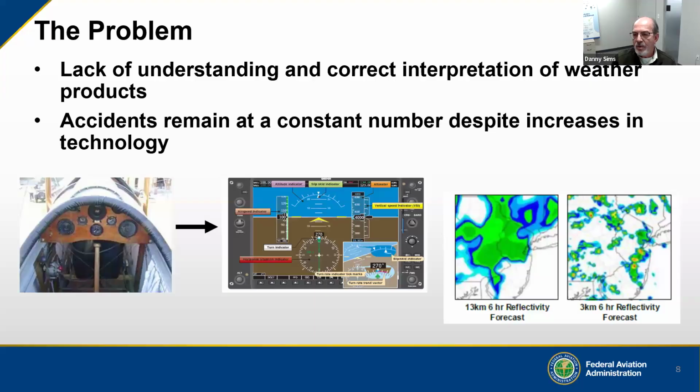On the lower right-hand side, you see an example of a radar-like forecast product using a very coarse resolution weather model. You get these big blobs. Well, we now have the capability to produce more realistic-looking weather forecasts that actually look more like the weather, but yet, as I've said, the accidents tend to remain. So is there something that we're missing?